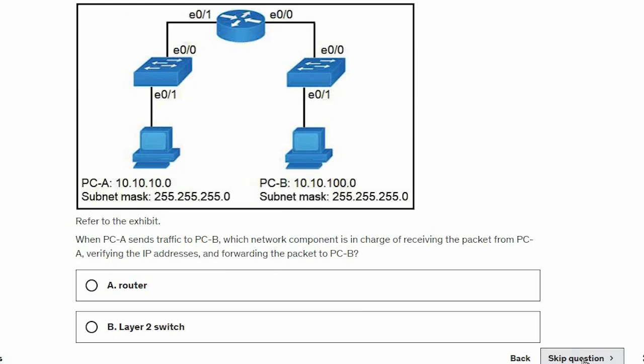Question number 4. We have router, switches, and different devices with IP address and the subnet mask on those two devices. Refer to this scenario. When PCA sends traffic to PCB, which network component is in charge of receiving the packet from PCA, verifying the IP addresses, and forwarding the packet to PCB?